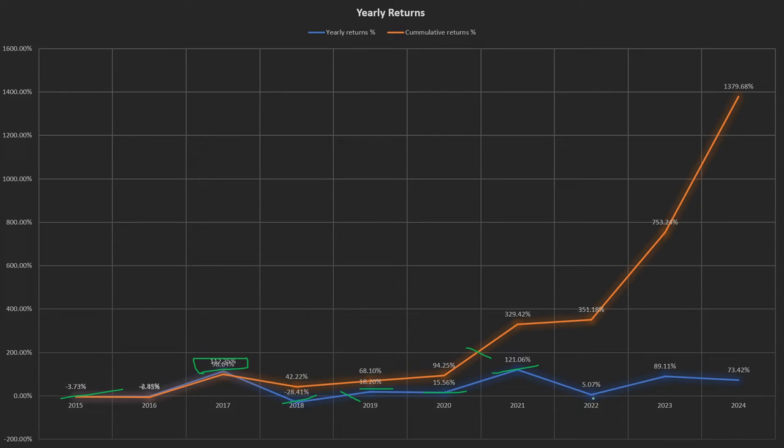In 2022 though the returns were mere 5.07%. 2023 again proved to be a very good year for the sector with the yearly returns of 89.11%. And 2024 too was a very good year for the sector with 73.42%.